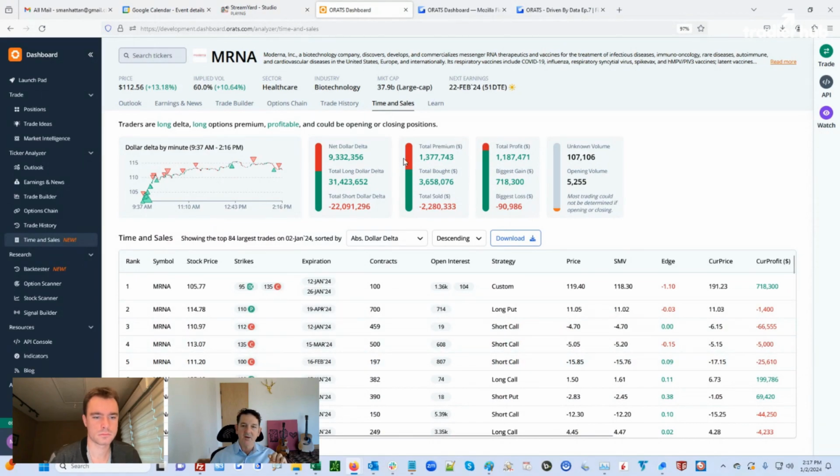And the inverse is true. If it was long delta and short premium, they'd be selling puts. Short delta, long premium, buying puts. Short delta, short premium, selling calls. So those are the only four things it can be. So that's how you get a look at what they're doing in this particular stock. Right. So that's sort of framing our trading thesis.